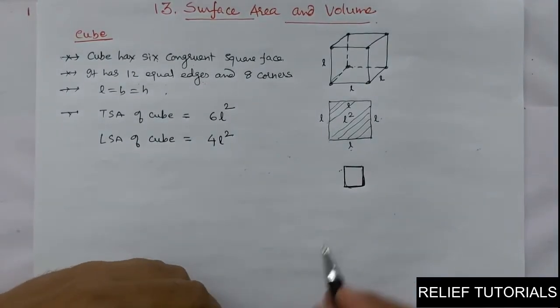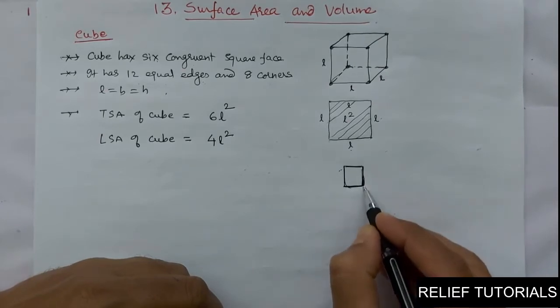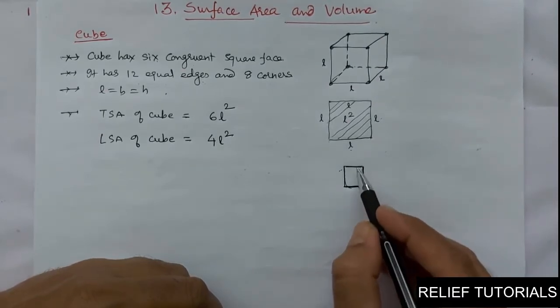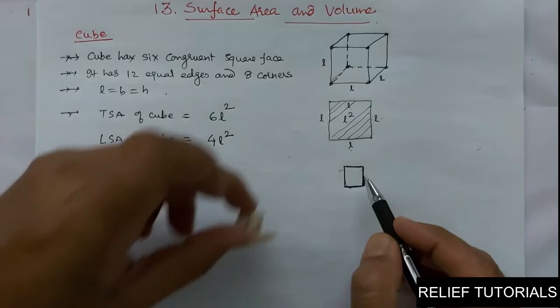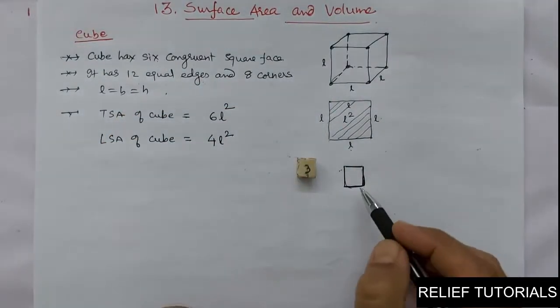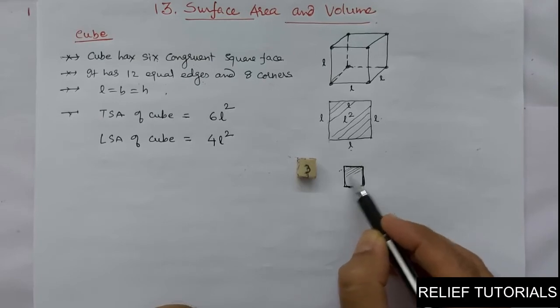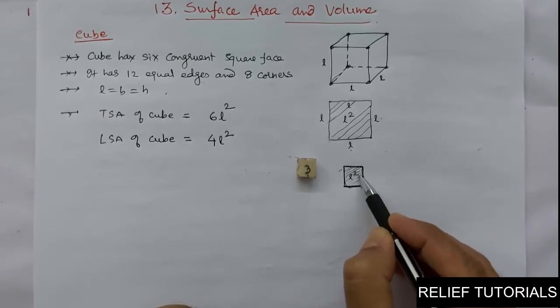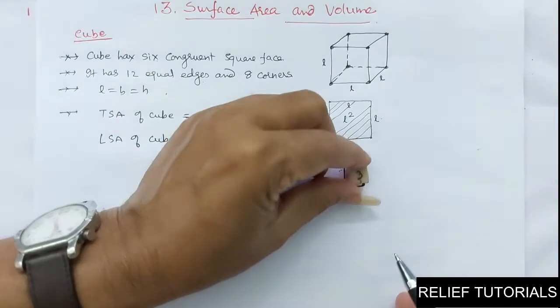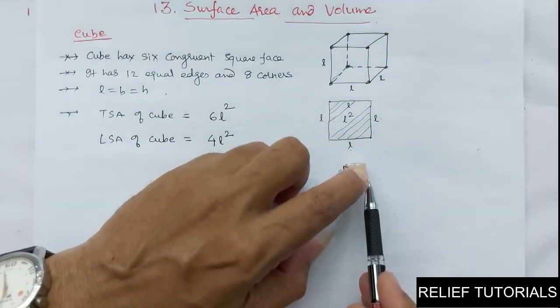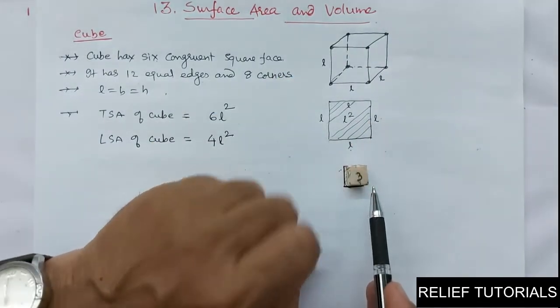Now you want to find volume. So you will find area of base into height. Why? Volume you want to find, total space occupied. This is the area occupied by this cube. So this is L square. And you want to find height. How much height? Height is also L. This height is L.